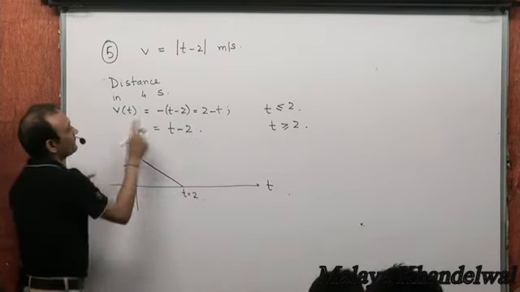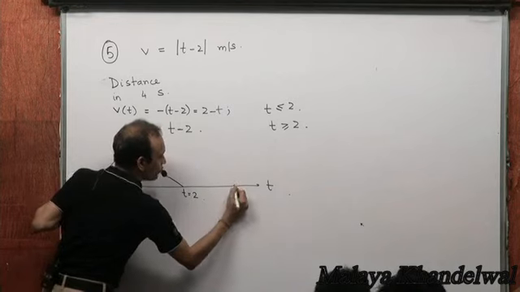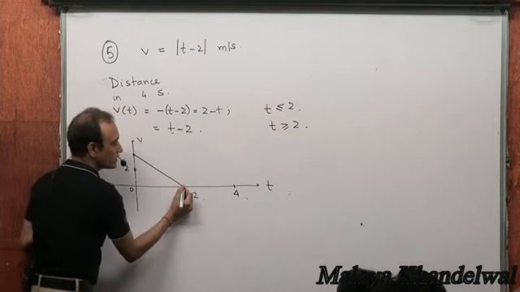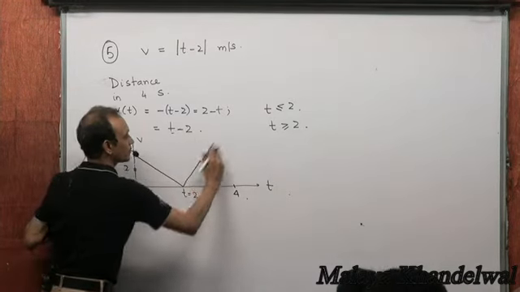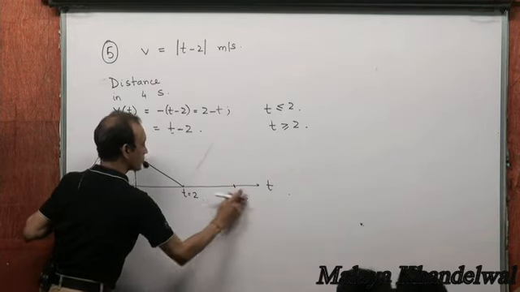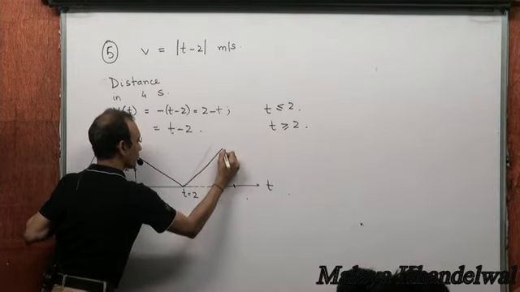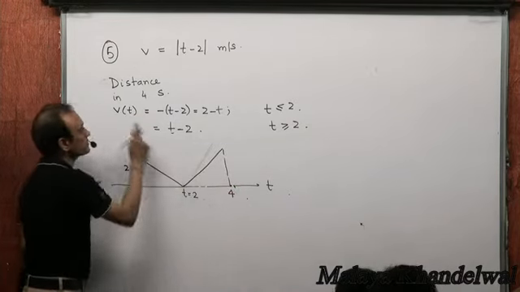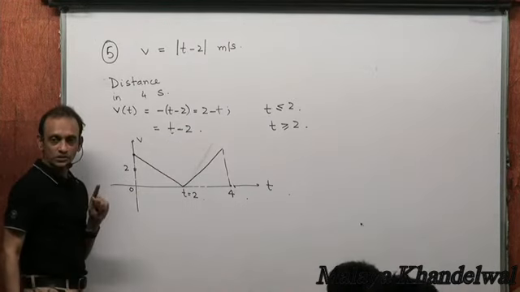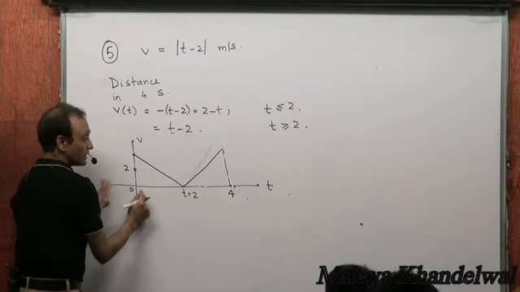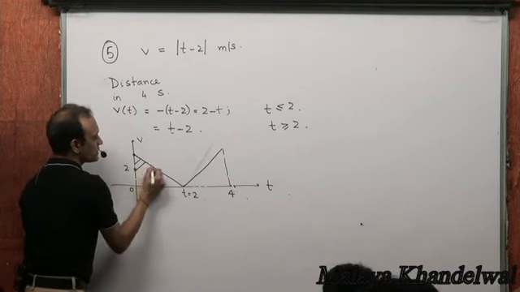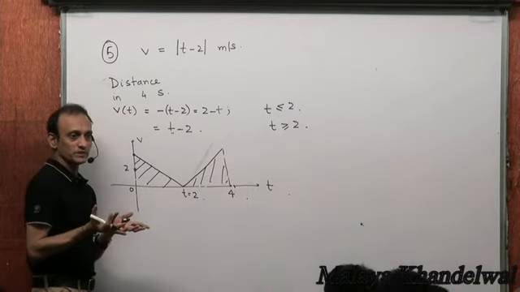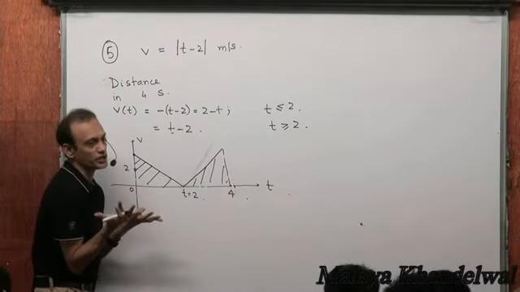Right? And then, from 2 onwards, up to 4, y equal to mx plus c, m is 1, c is minus 2. Right? It goes along this line. This is t equal to 4. This is how it goes? Yes or no? So then, in the interval 0 to 4, the total displacement is this area plus this area. That's the total displacement, and that's also the total distance, because the direction of motion has not changed.